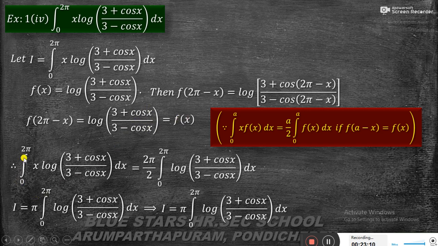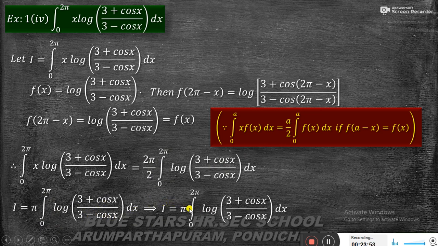Therefore integral 0 to 2 pi x log of 3 plus cos x by 3 minus cos x into dx equal to, this formula I applied because f of 2 pi minus x equal to f of x, both the functions are same. So for that reason I apply this formula, integral 0 to 2 pi, here a equal to 2 pi. So the formula is a by 2, a equal to 2 pi, 2 pi by 2 integral 0 to 2 pi log of 3 plus cos x by 3 minus cos x into dx. The next step, 2 cancelled, so pi into integral 0 to 2 pi log of 3 plus cos x by 3 minus cos x dx.